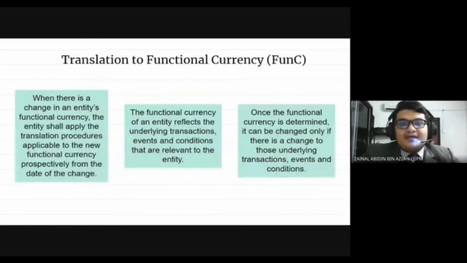Generally, when there is a change in an entity's functional currency, the entity shall apply the translation procedures applicable to the new functional currency prospectively from the date of the change. The functional currency of an entity reflects the underlying transactions, events, and conditions that are relevant to the entity. Once the functional currency is determined, it can be changed only if there is a change to those underlying transactions, events, and conditions. This part will be expanded further in Punitha and Shi's part.